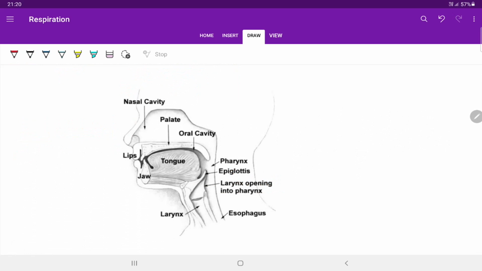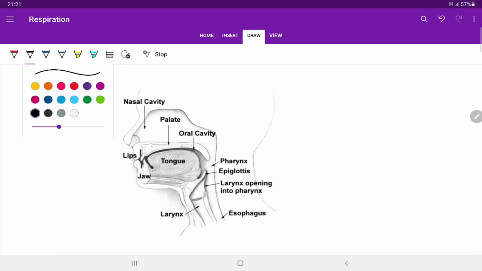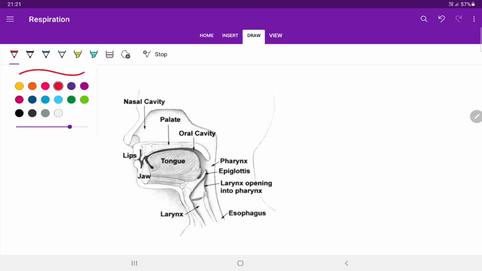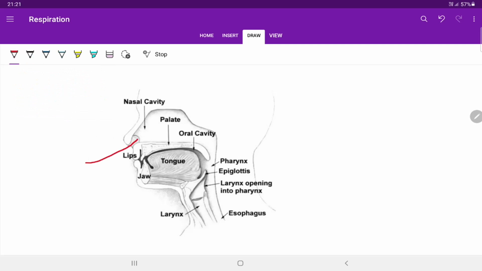Let us now observe the organs involved in the respiratory system one by one. We will start from the primary organs through which the air enters into our body. Air enters through our nostrils. We are designed to inhale the air through the nostrils. So it is called the nasal cavity. You can see nasal cavity is written here.